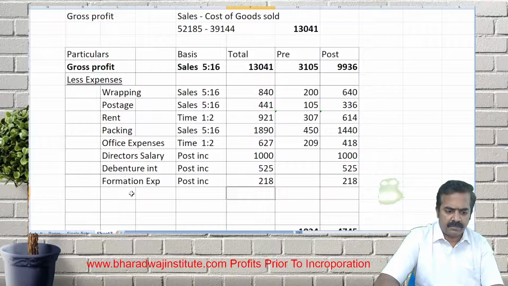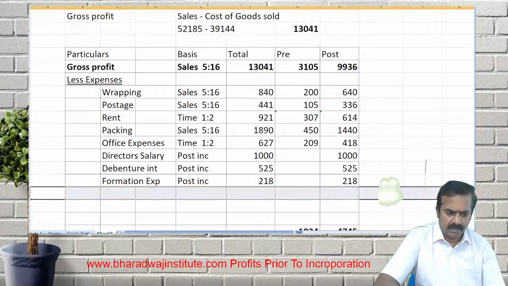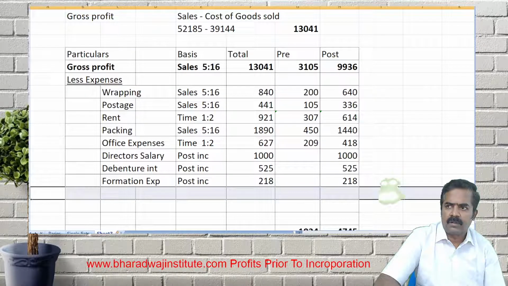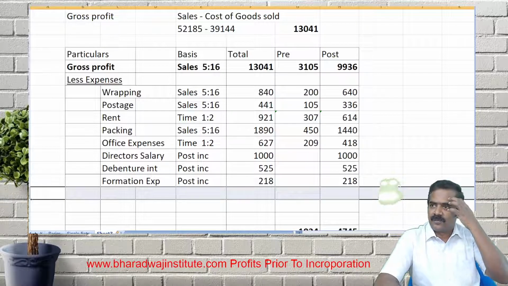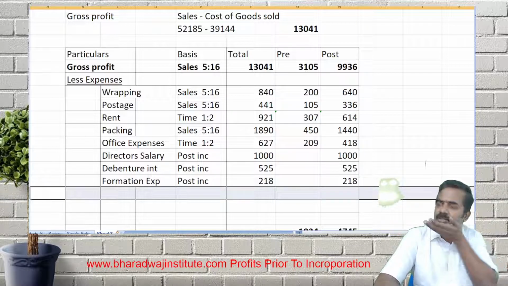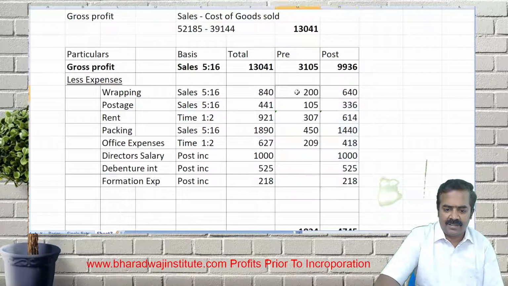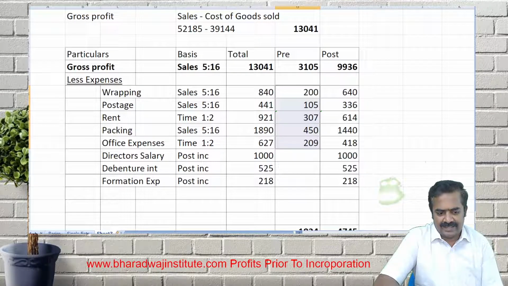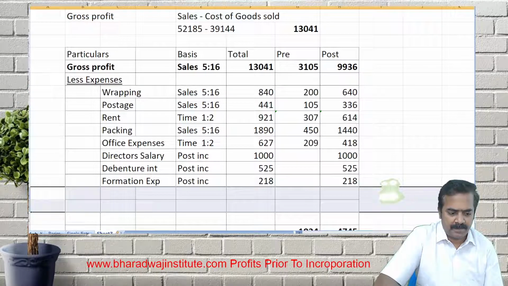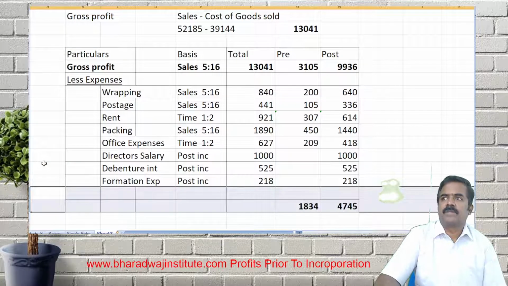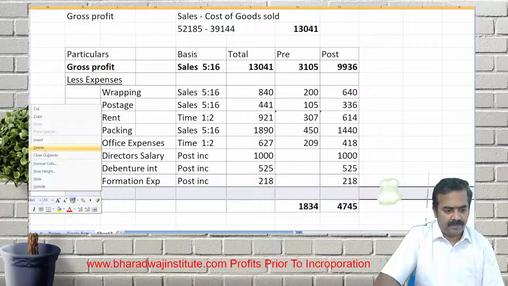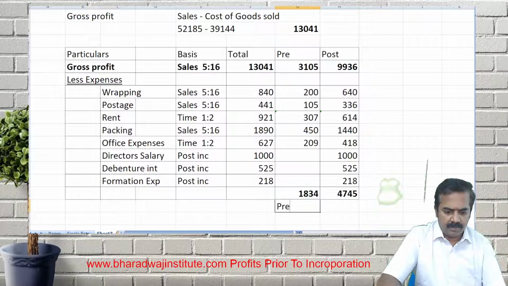Formation, preliminary expenses are written off after incorporation. Why do we spend it? For the company. So it will be written off after the company is formed, and it will be charged to the post incorporation period. Next: pre-incorporation profit, post-incorporation.